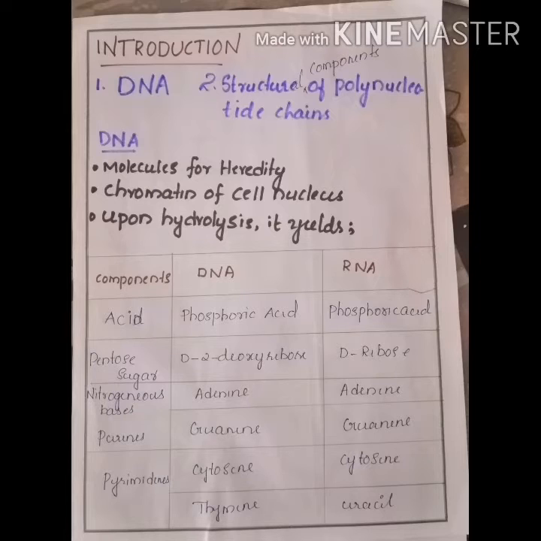Structure of polynucleotide chains. A nucleotide has three components: a nitrogenous base, a phosphate group, and a pentose sugar, and there are two types of nitrogenous bases, purines and pyrimidines. Cytosine is common to both DNA and RNA, and thymine is present in DNA. Uracil is present in RNA in place of thymine. A nitrogenous base is linked to the pentose sugar through an N-glycosidic linkage to form nucleosides such as adenosine and deoxyadenosine, guanosine and deoxyguanosine, cytidine and deoxycytidine, etc.